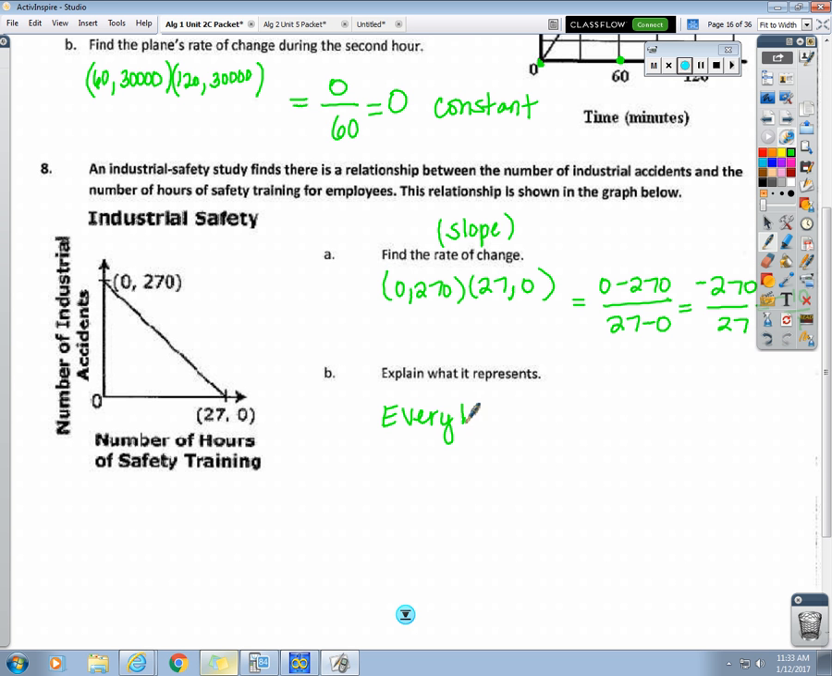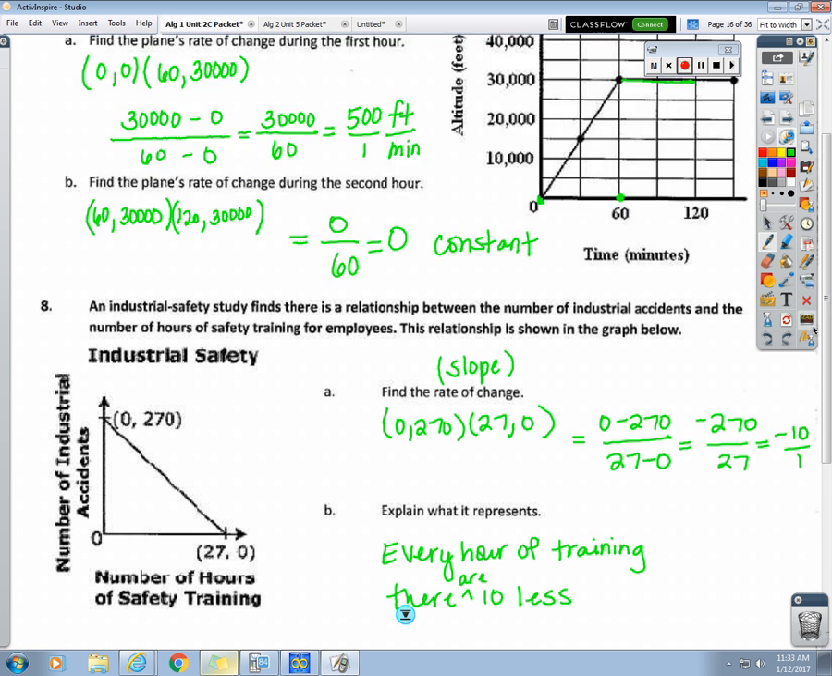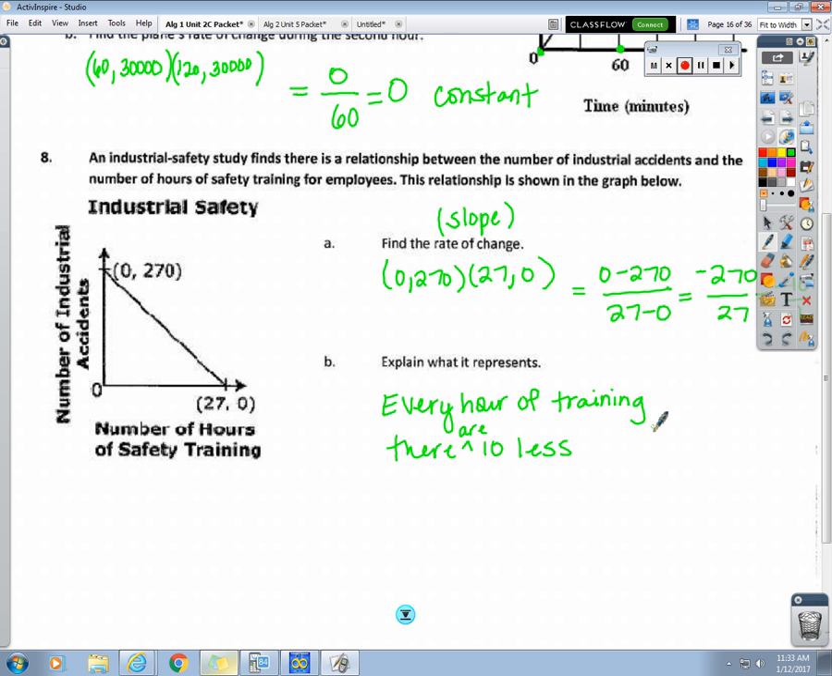Every hour of training, there are 10 less accidents. It should say R right there, because it was a negative 10. But the accidents are going down at a rate of 10 accidents per hour of training. Okay, once you write that, go ahead and turn to page 16.